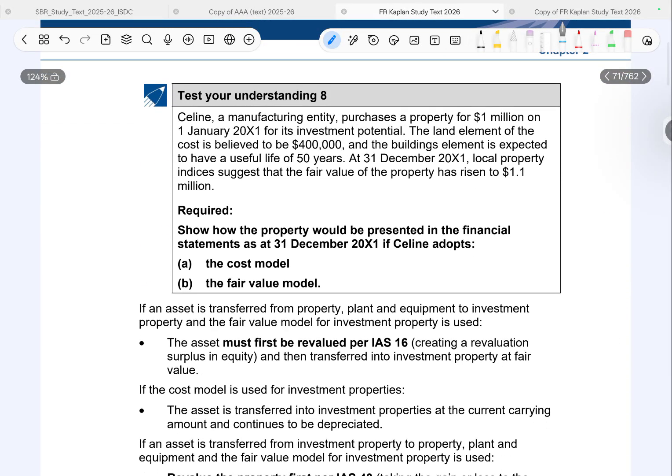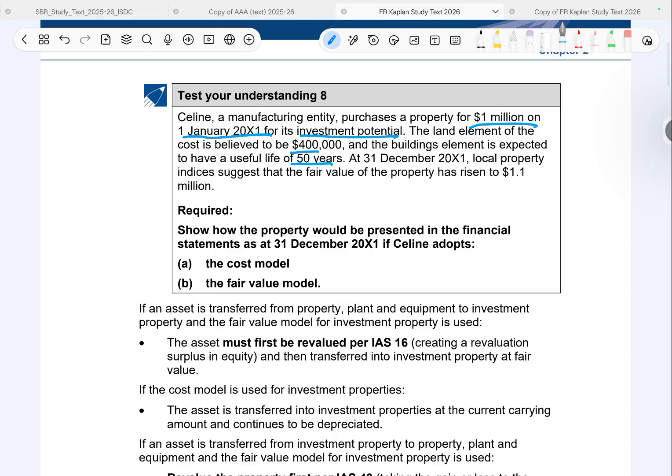Okay, let's do the sum. In Test Your Understanding 8, Celine, a manufacturing entity, purchased a property for 1 million on 1st January 2011 for its investment potential. So it's investment property, not PPE. The land element of the cost is believed to be 4 lakh, and the building element is expected to have a useful life of 50 years.